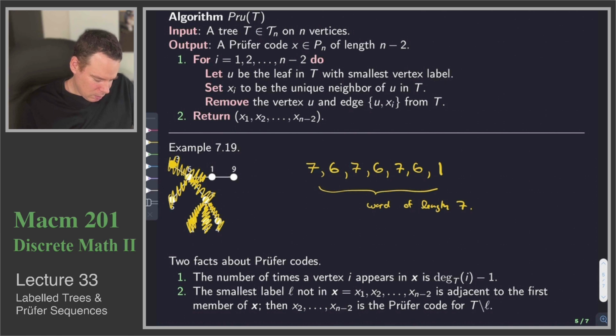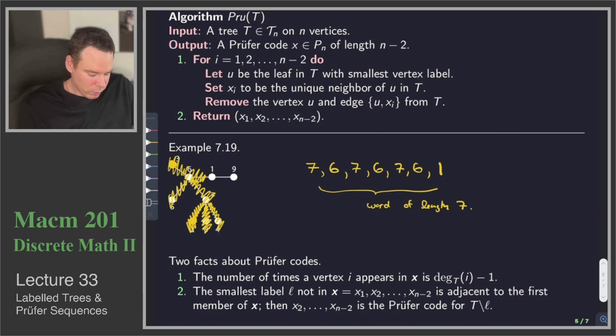How many times did a vertex appear in the sequence? So let's just look at some of these. 1 appeared once in the sequence. 6 appeared 1, 2, 3 times. 7 appeared 3 times. Notice that each time we wrote down a vertex label, it was because there was a leaf attached to it, and we got rid of that leaf. And so our observation is that the number of times a vertex appears in the code is precisely its degree minus 1.